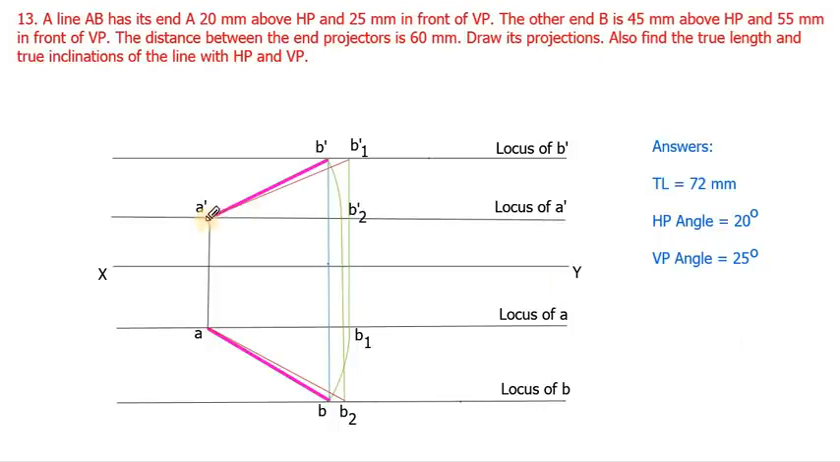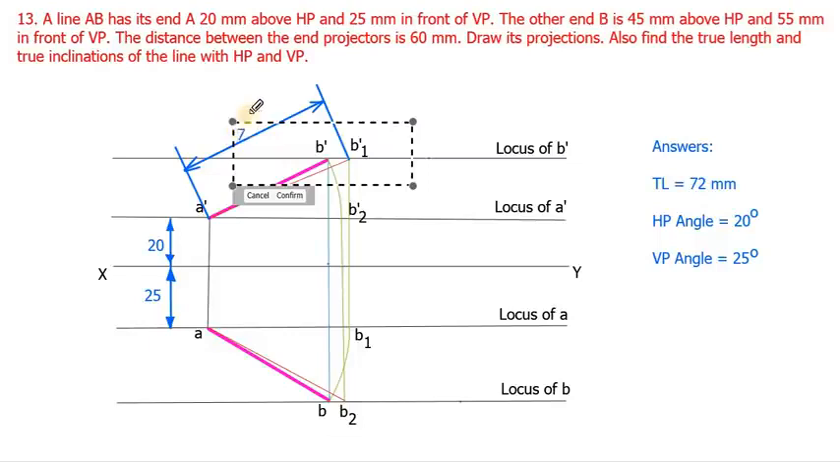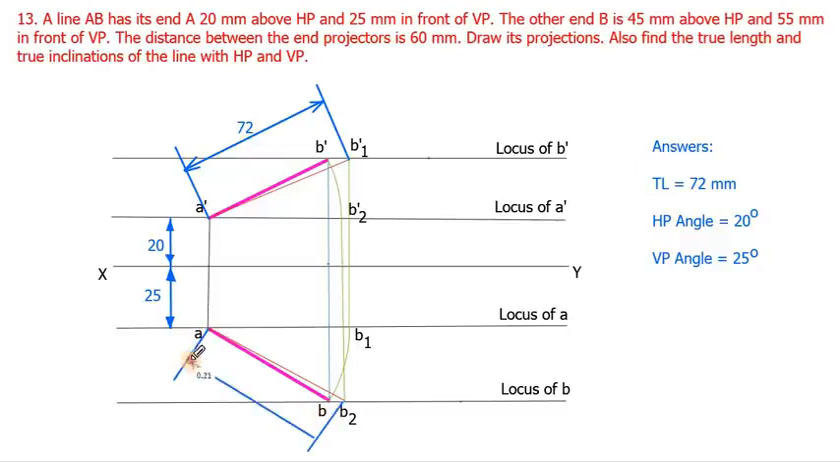Don't forget to mark all the dimensions, which I will mark now. So this is 20 mm and this is 25 mm. No need to mention mm, just simply write 20 and 25. Similarly, the true length line: you can mark the true length line like this. So this will be 72 mm, so just write 72. Similarly, on VP, just mention the length of the true length line. So it will be 72.